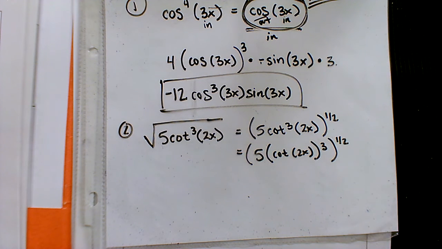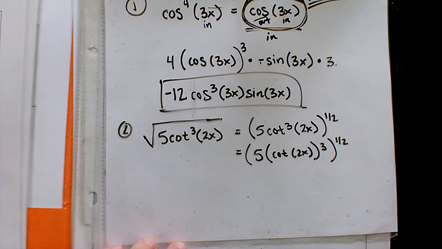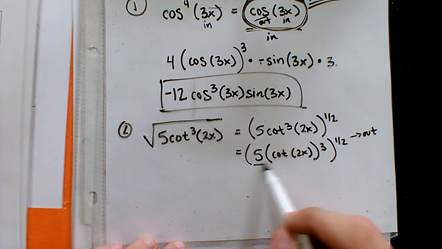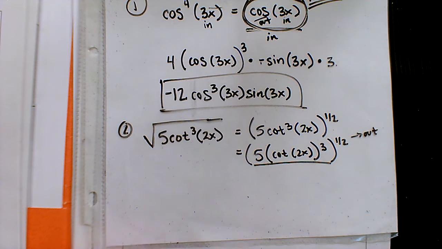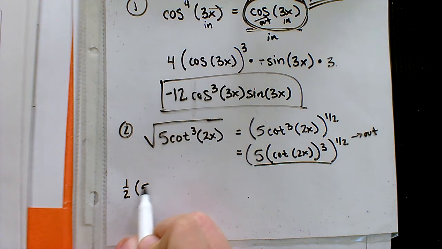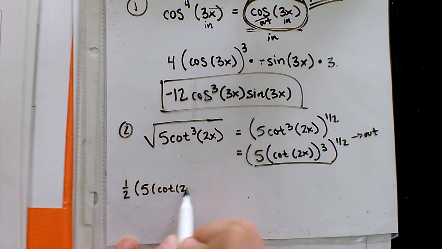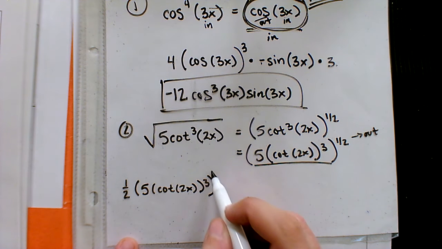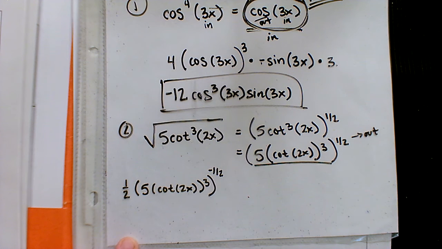So what is the overall outer function? The outer part, the 1/2. So if this is the outer, that means everything else is the inner, right? So let's find our derivative. We'll bring the 1/2 down. We have to keep the inside. And if we brought the 1/2 down, the new power is -1/2. Okay? So now, to finish off the chain rule, we have to multiply by the derivative of the inside.